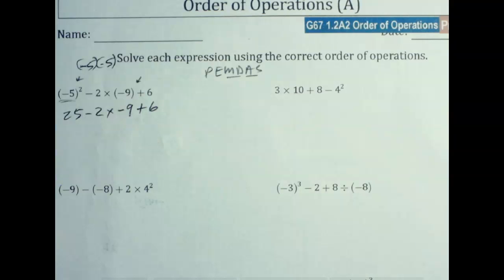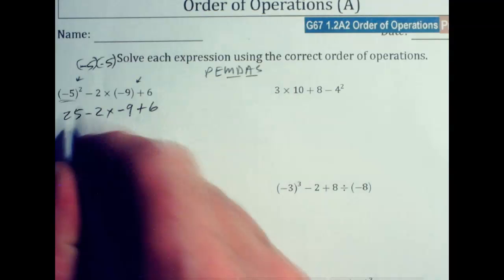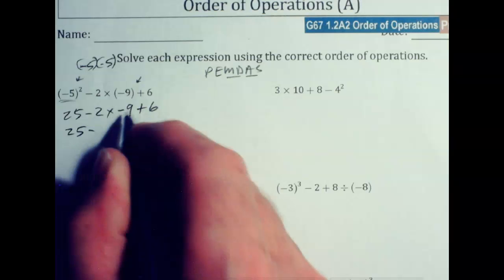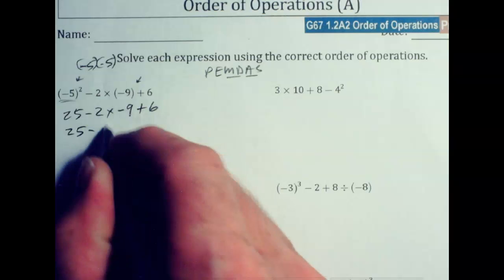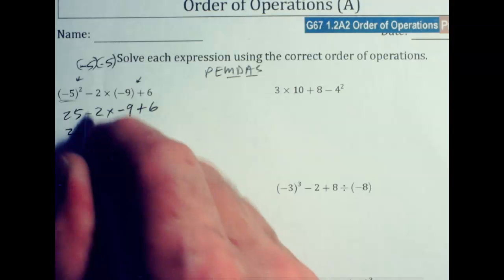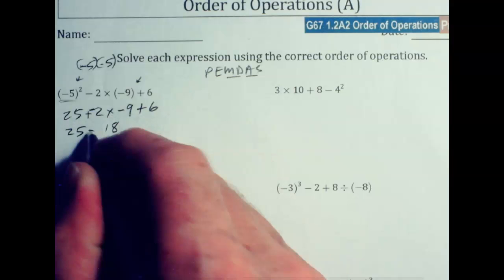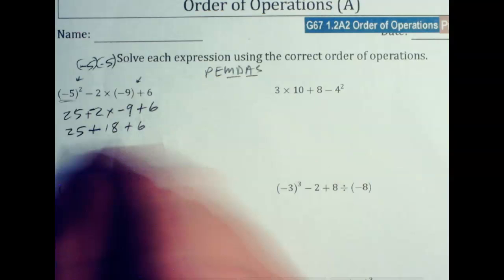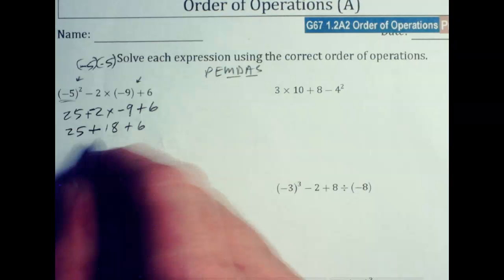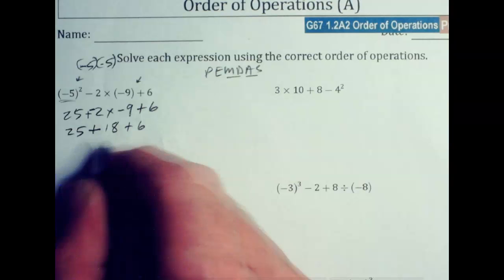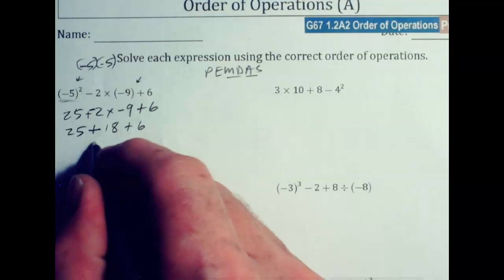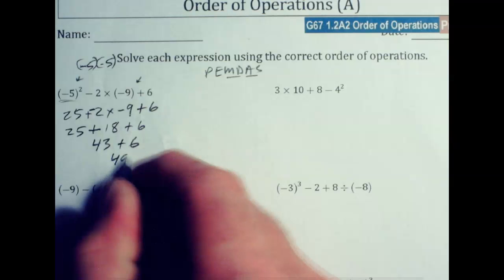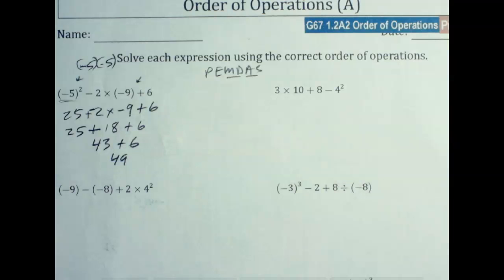Next here I have to do order of operations. I have to do 2 times 9, so 25 minus, well, this is 2 times 9, which is 18. This is a -2. That's a -9, so this becomes a positive 18 plus 6. 25 plus 18 is my next step. 25 plus 10 would be 35. And 8 more would be 43 plus 6. This is 49. And you walk that guy through.